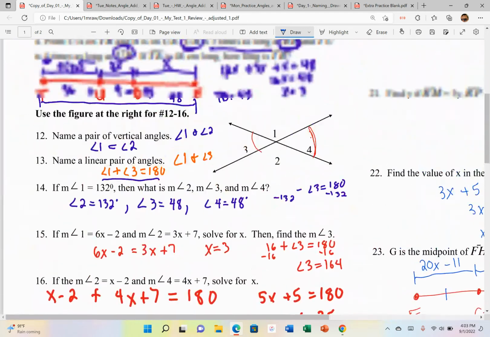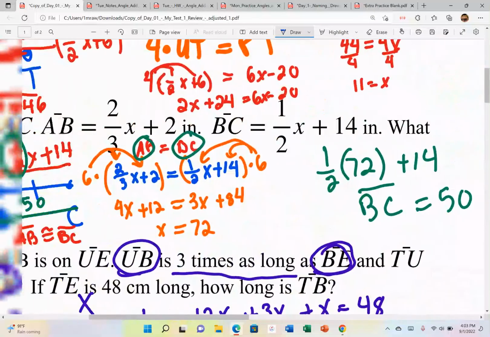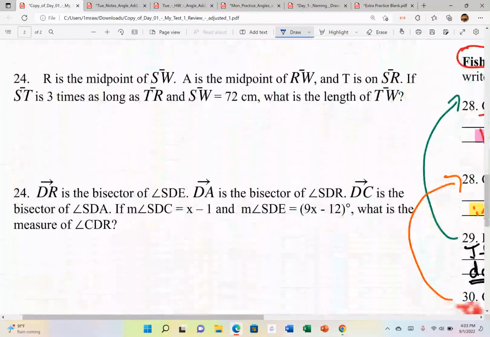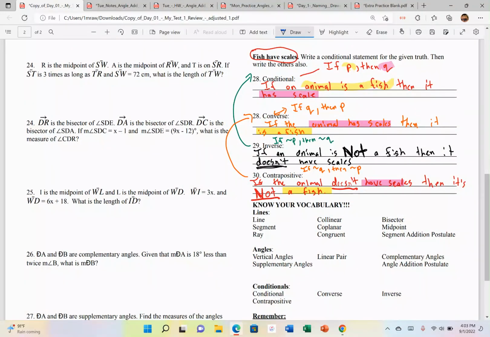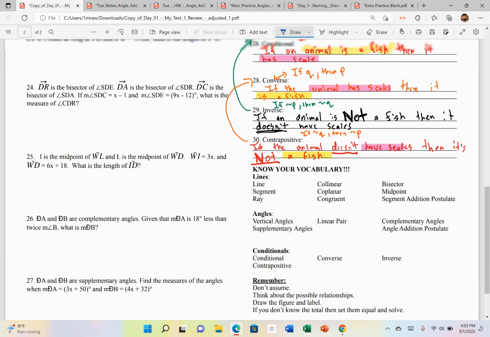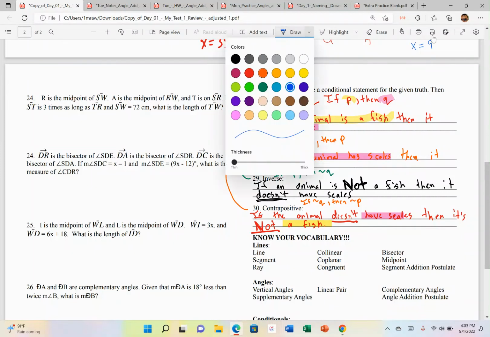Number 3 is going to be on the other YouTube video, but it is solved there, and I do go into detail about that, to get rid of those fractions. Also, 28, 29, 30 are all there for the converse, inverse, contrapositive, and conditional statements. And then make sure that you get to your vocabulary words as well. We still got a lot of time, so let's try and finish this.